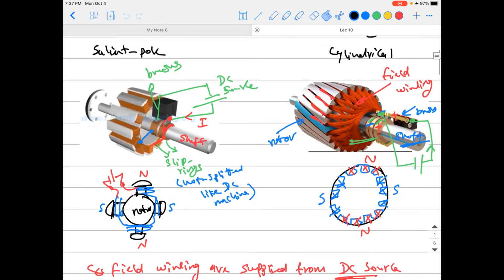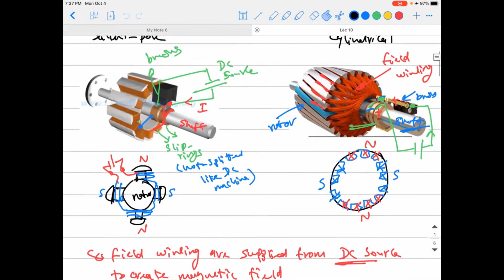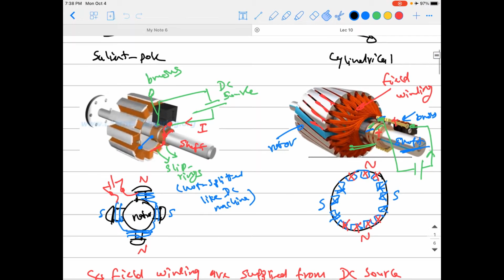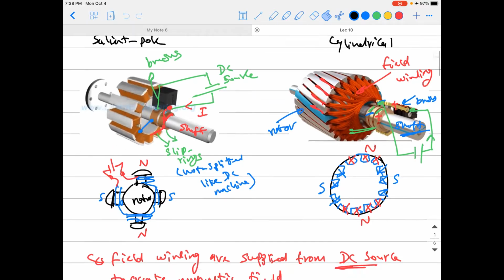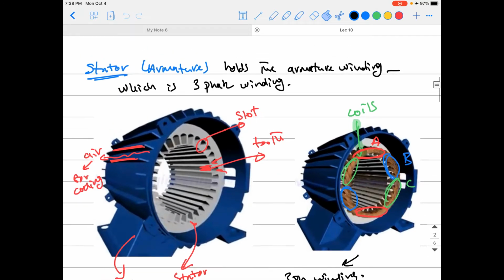It can be used with high speed because it's more mechanically rigid and produces less noise and torque ripples compared to the salient pole. But you know that the salient pole is much simpler to manufacture, and it will be cheaper and simpler to manufacture. So everything has pros and cons, and you just decide depending on the application.